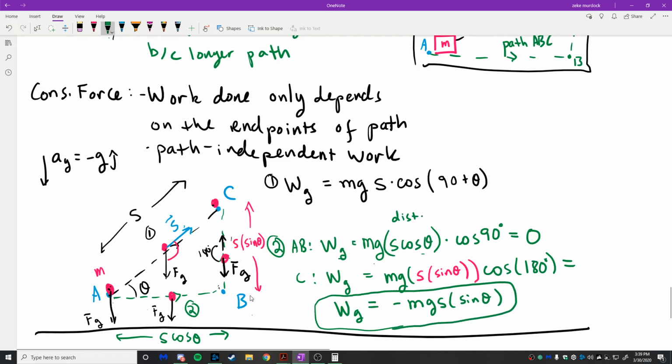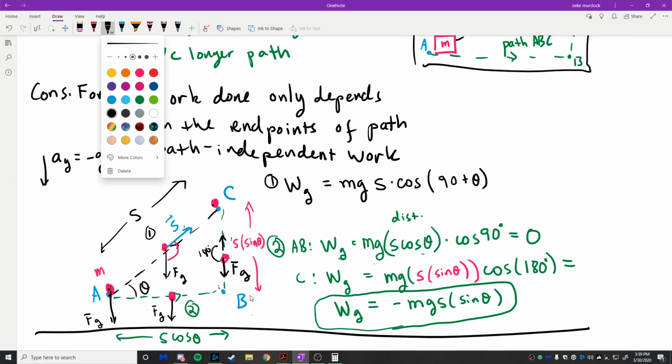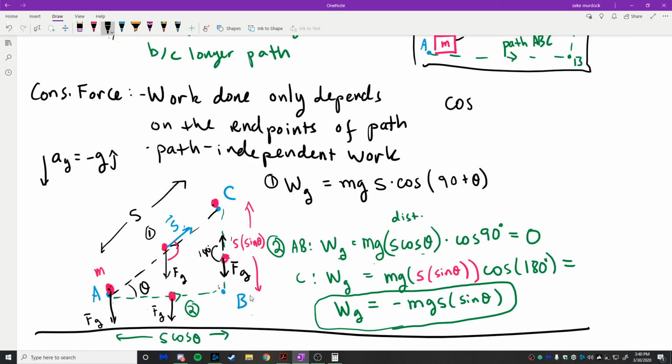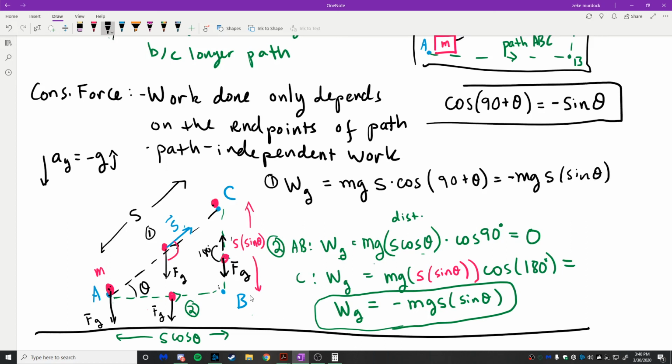I believe that there is an identity that states that if I take the cosine of 90 plus theta, this is equal to the negative sine of theta. I'm pretty sure that's an identity that exists out there. So that means that this one is equal to negative mgs sine of theta. Does that identity look okay to you guys? If someone can verify, you can try some numbers if you want to. Just plug some numbers in there and see if it works.